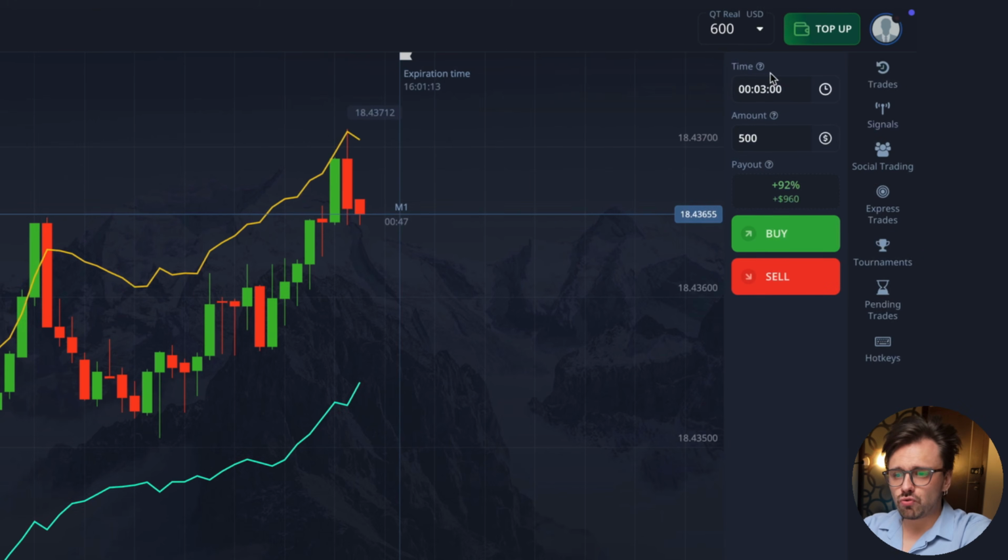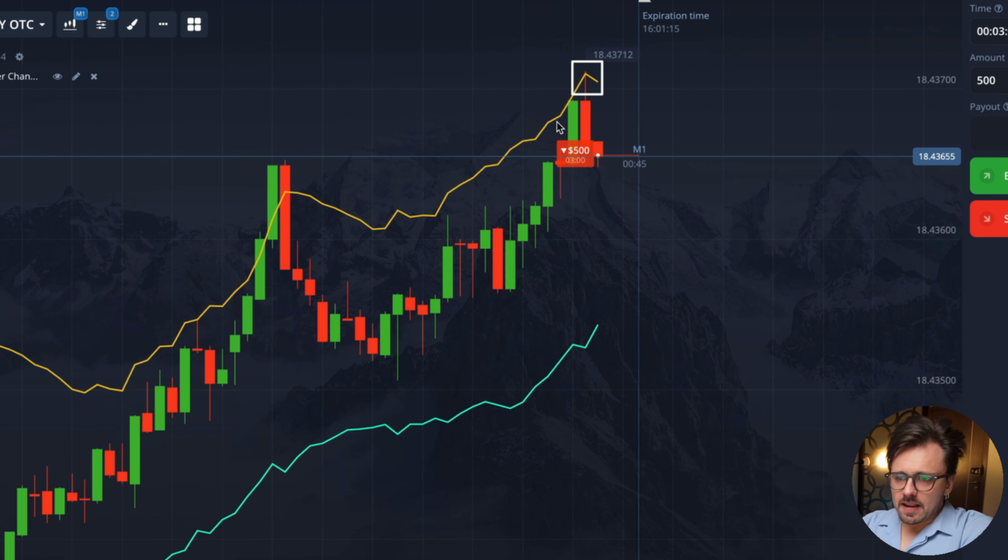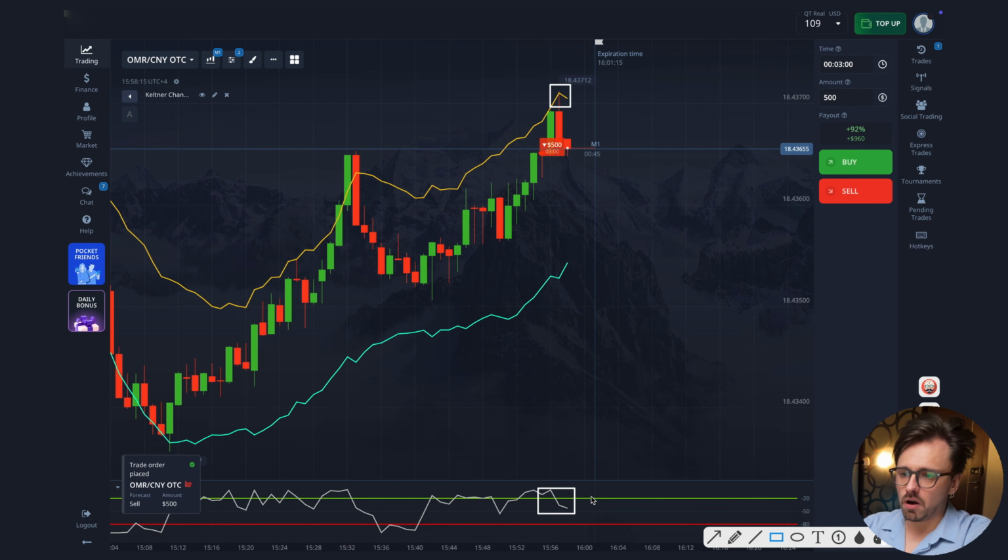Okay, I'm opening a trade, as I like it, sell $500. Trade duration 3 minutes. Let's break it down. Keltner channel is a band-based indicator showing the normal price range. At this moment, the candle broke above the upper boundary and then closed back inside. This signals that price is overbought and a correction downward may follow.